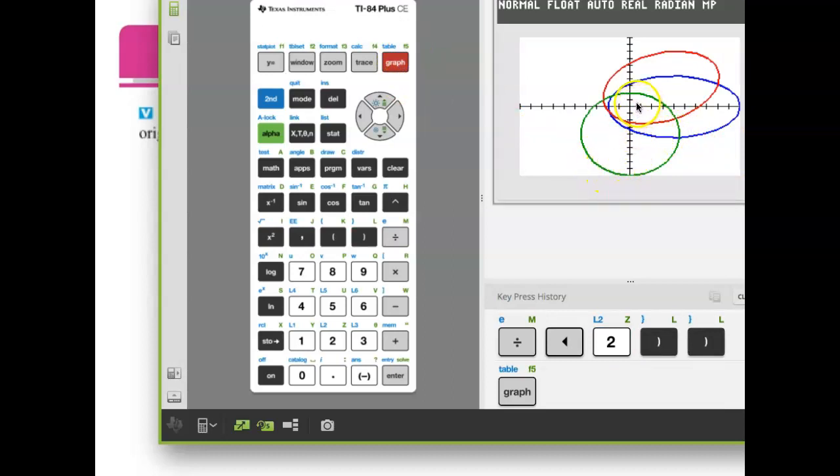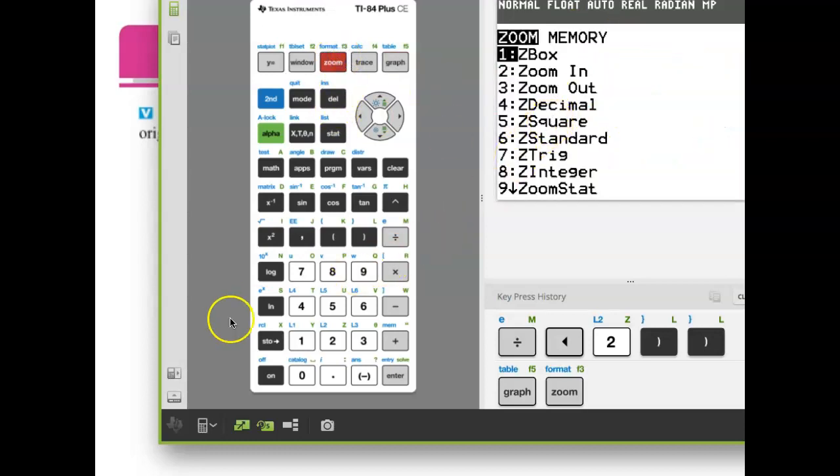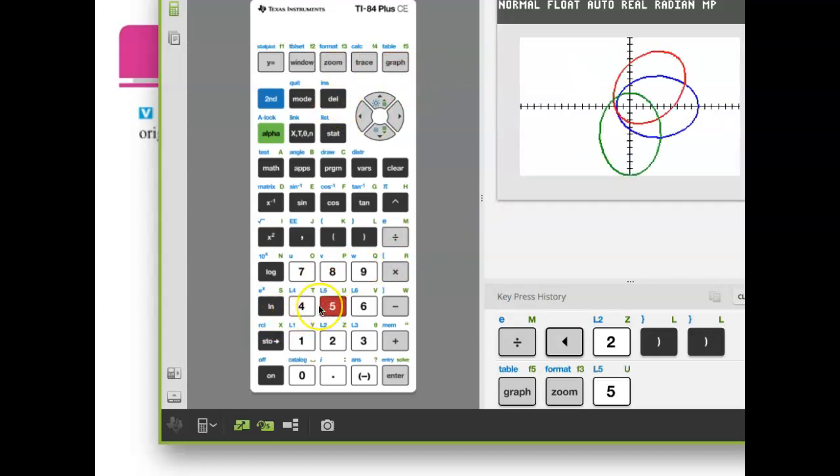So it distorted it because the screen isn't square, it's rectangular. But if I do zoom square, I think it'll fix that. There you go. That's the original one. Yeah, it kind of is, right? Cool. I like that. That's it. Well, hold on. Let me make sure that's it.